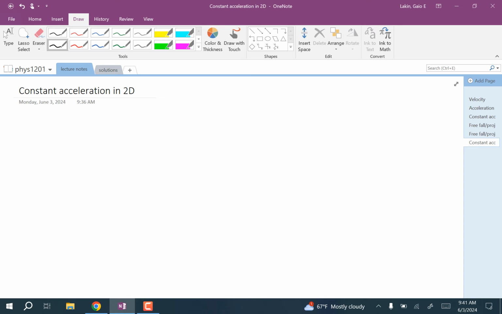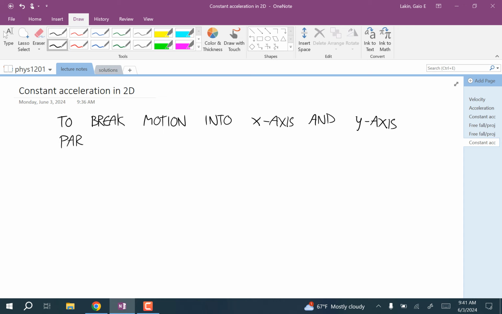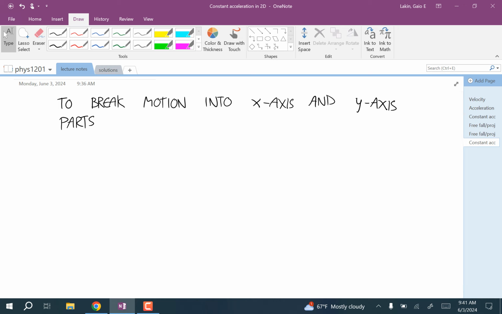So, in order to break motion into x-axis and y-axis parts, the first thing that you have to understand is related to the second common misconception in this class. And so, common misconception number 2.